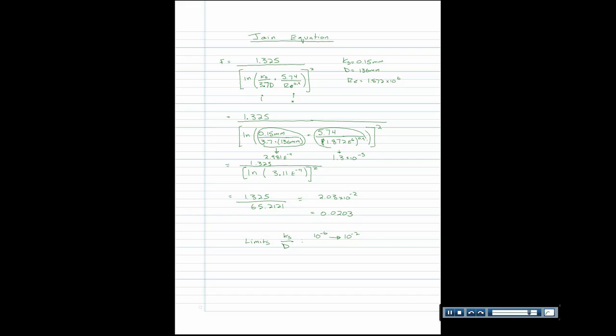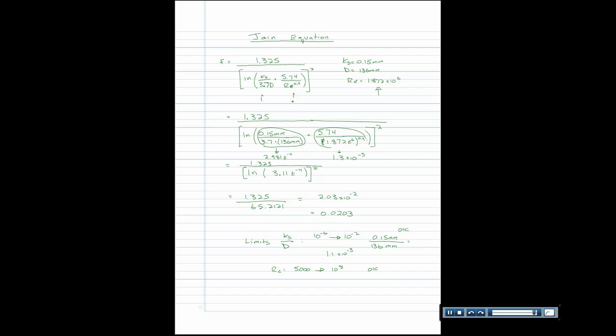Our K sub s to d ratio is 0.15 millimeters, and our diameter 136 millimeters. So that is 0.15 over 136. Okay, we are at 1.1 times 10 to the minus 3. So we're good. We're in that range, although we're getting close to the upper range. And then finally our Reynolds number, the Reynolds number limit must be between 5,000 and 10 to the 8th. And our Reynolds number here of 1.9 times 10 to the 6th, we're okay.